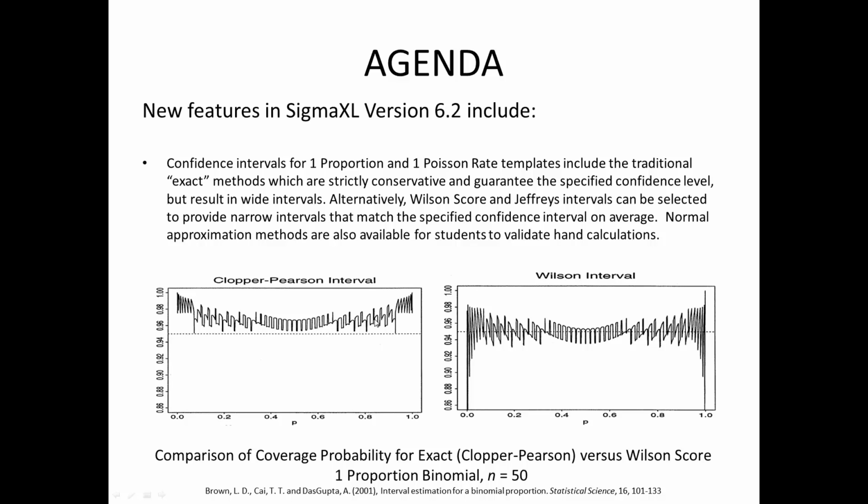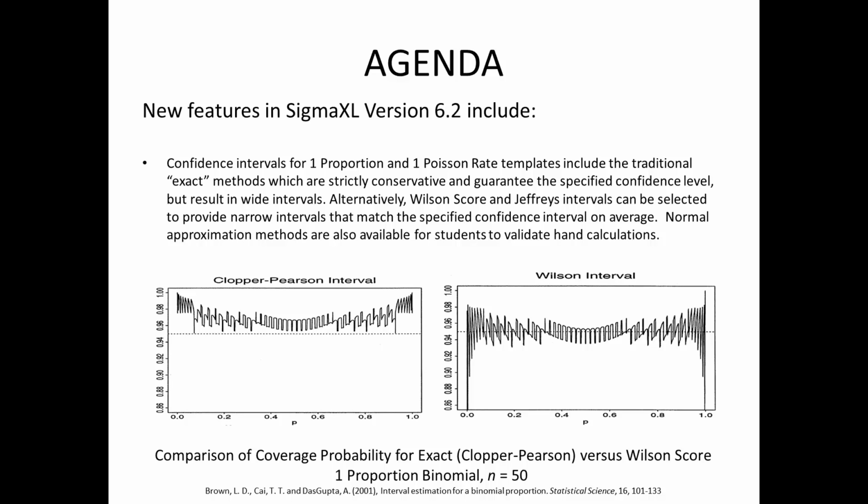By definition, when we say an exact confidence interval, it means that it guarantees that the minimum coverage is going to be 95%. What that translates to in confidence intervals is, unfortunately, that the conservative interval is unnecessarily wide.